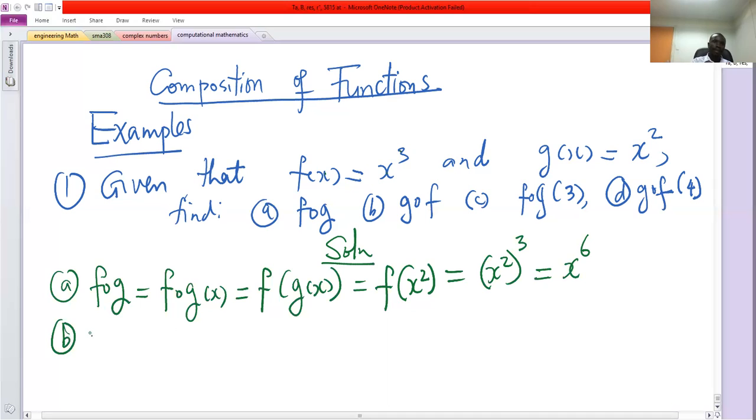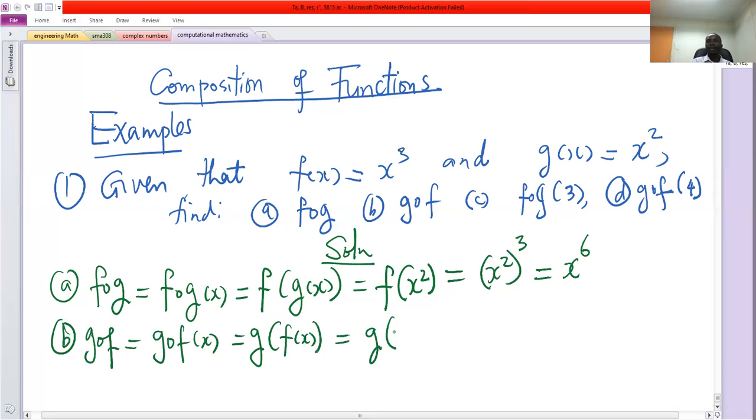B, g composed with f is g composed with f of x, which is g of f of x, which is g of x power 3. And how does the g function operate? You give it an x, it will take that x raised to power 2. So if we give it x power 3, it will do the same job. It will take that x power 3 and raise it to power 2. Laws of indices still gives x power 6.